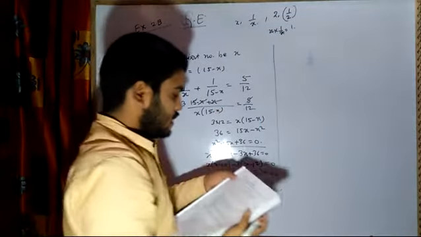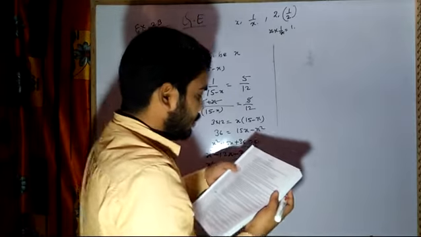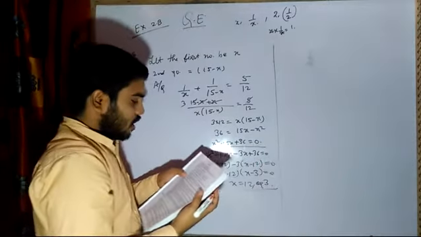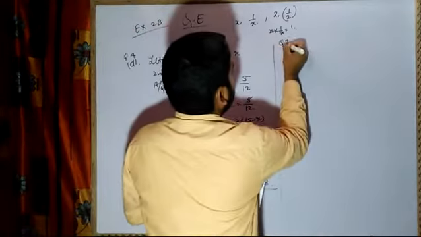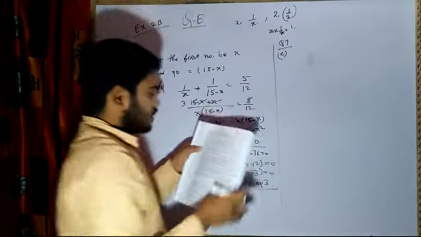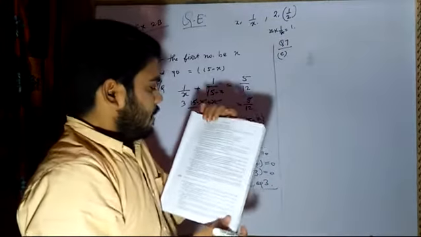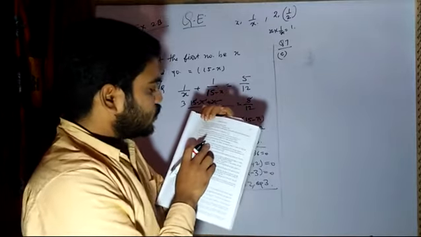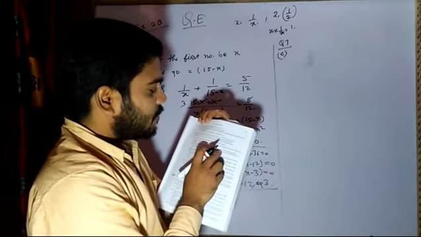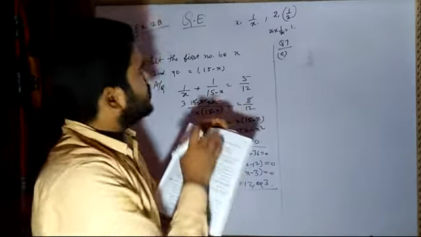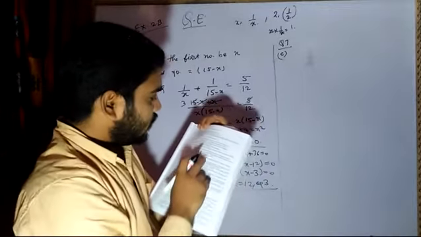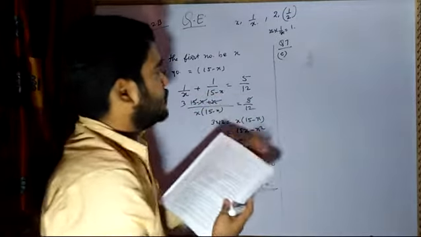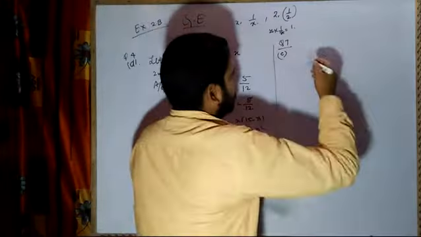Now question number 7 subpart C I would like to solve. Question number 7C says that the sum of two numbers is 2 and the sum of their reciprocals is 2.25. This question is based on reciprocals only. Find the numbers.